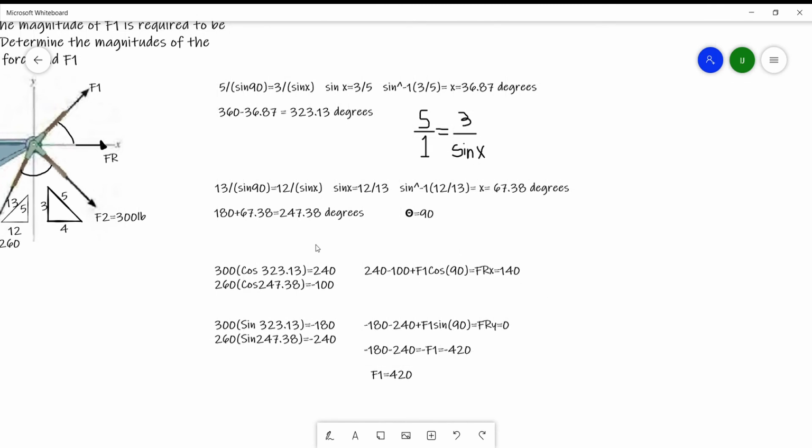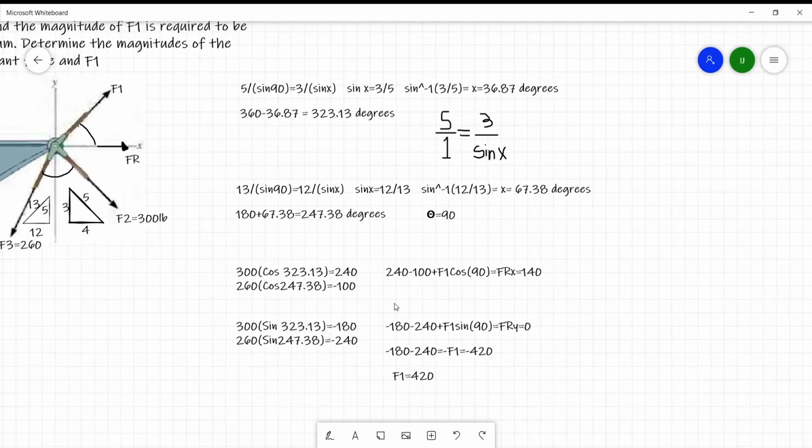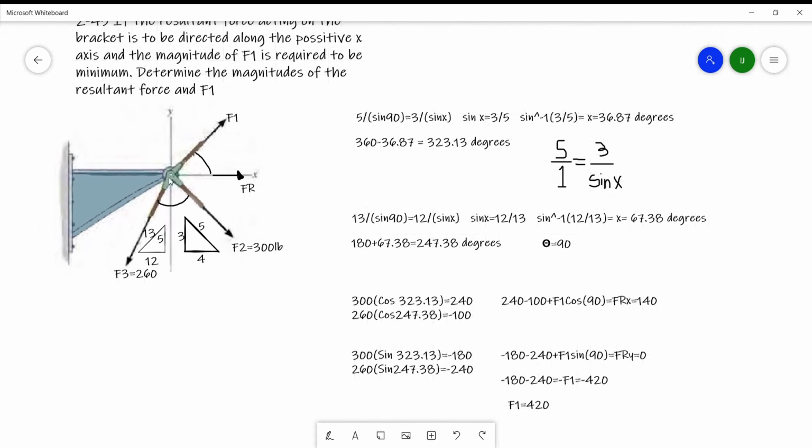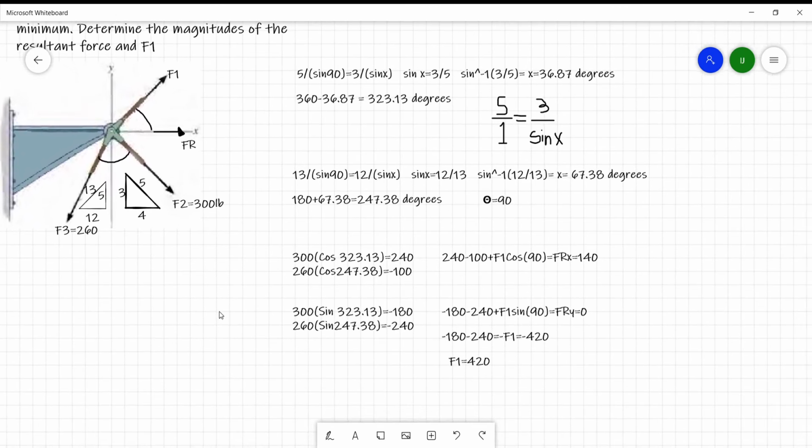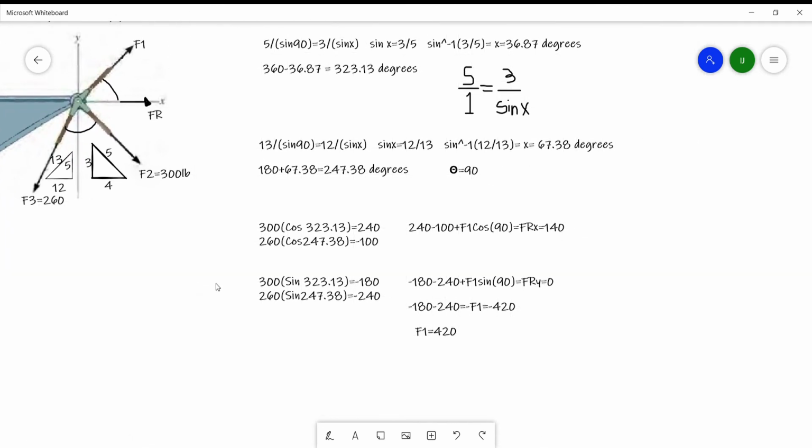Okay, now in order to solve for FR and for F1, I want you to think in this. Here I got my force in X, but since it's alongside the X axis, it's not going to have any force in the Y. And since my F1 is alongside the Y axis, it's not going to have a force in the X axis. Okay, that makes the problem way easier for us to solve.